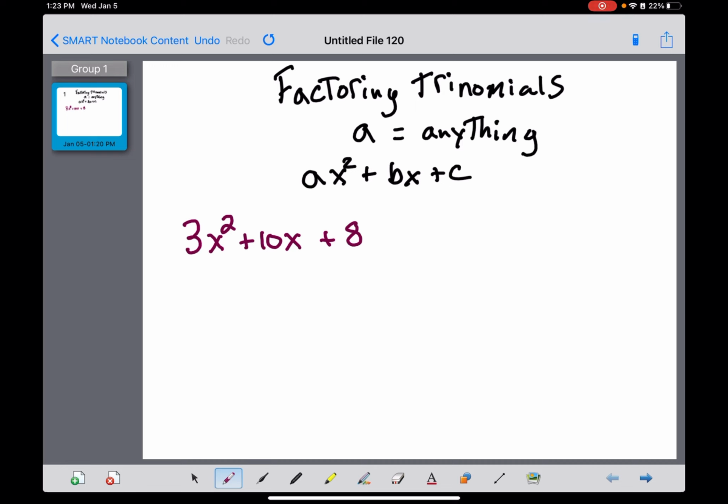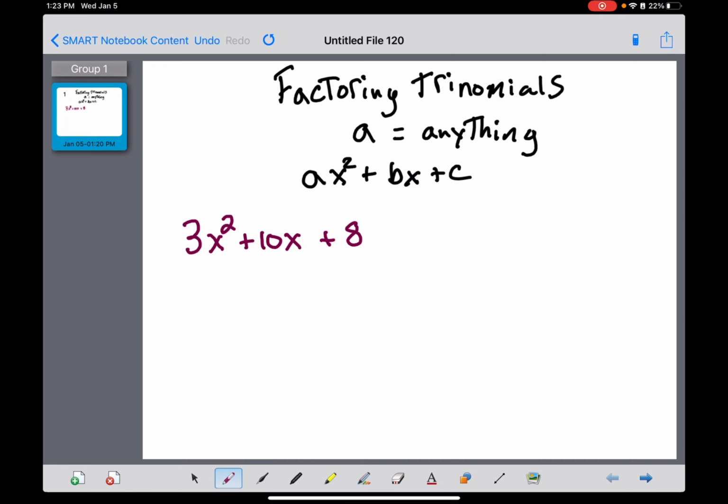This is stuff that's getting up into a whole lot more difficult stage. We have to look and see if we can take out a GCF. So if we look at our numbers, 3, 10, and 8, they don't have a common factor, so there's no common factor to take out.